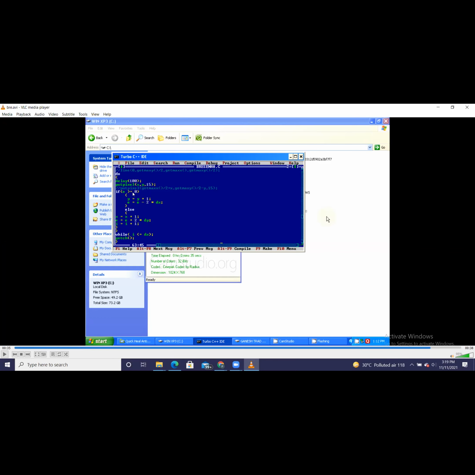Now I will check the value of the decision parameter, whether E is greater than or equal to 0. If this decision value is greater than or equal to 0, then I will be incrementing the y value. Else, in the else part, y will not be incremented. Only the x value I will be incrementing at that point.